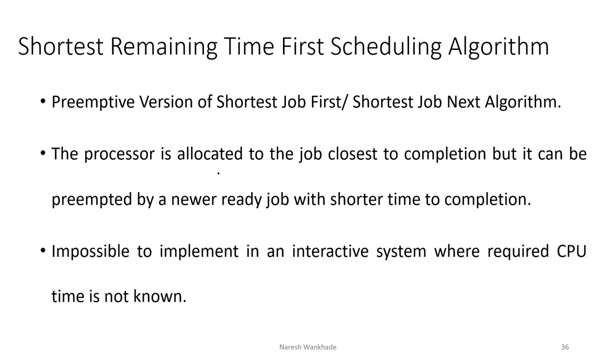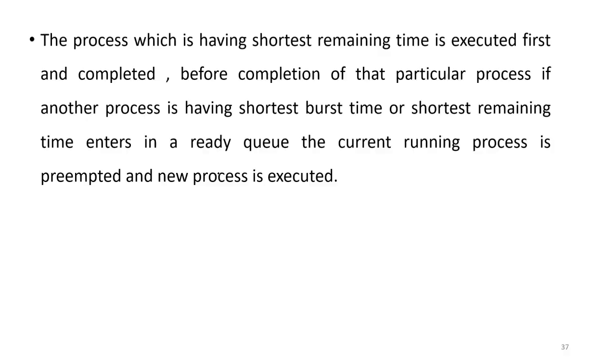This shortest remaining time first scheduling algorithm is impossible to implement in an interactive system where required CPU time is not known in advance. In this algorithm, the process which is having shortest remaining time is executed first and completed. Before completion of the particular process, if another process having shortest burst time or shortest remaining time enters in a ready queue, the current running process is preempted and new process is executed.